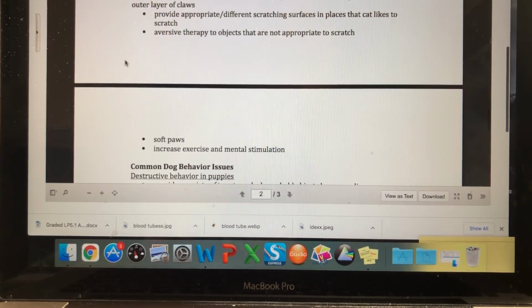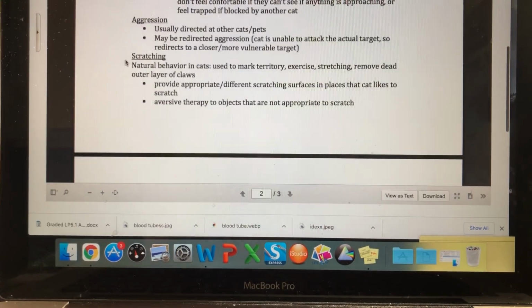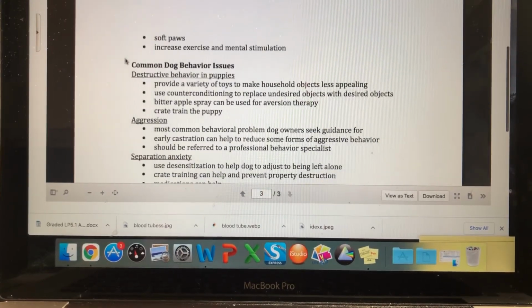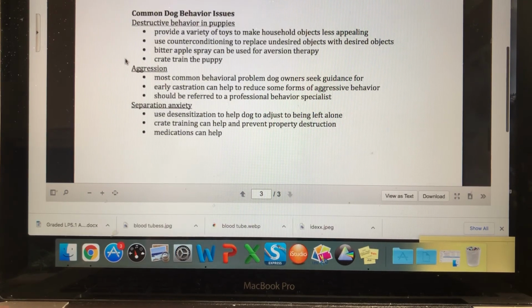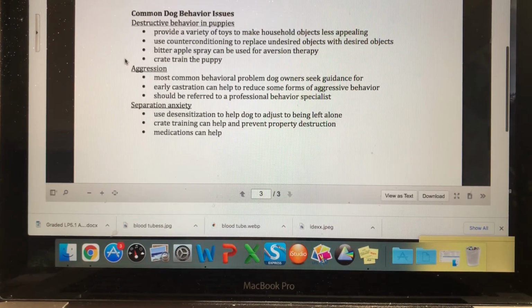All right, so those are the three main things that we hear about most with cat behavior issues. And then dog behavior issues, the things that we hear the most about is destructive behavior in puppies, number 1. Aggression, number 2. You notice that's the same in dogs and cats, that aggression is something that people will reach out for help with. And then separation anxiety for dogs as well.